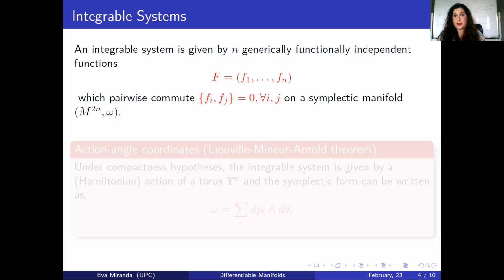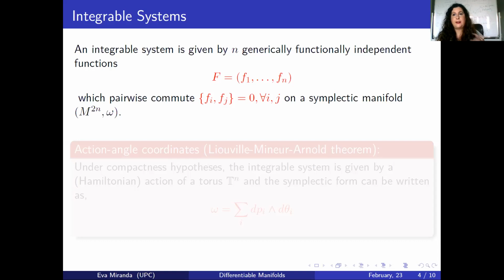Well, the best way to do this is to take the differentials of the f, wedge them, okay, and then impose that this doesn't vanish on a dense set. That's the definition of generically functionally independent functions. If you take the differentials of the functions and you wedge them, the set of points in which this vanishes has zero measure. All right. This is equivalent to the functions being generically functionally independent.